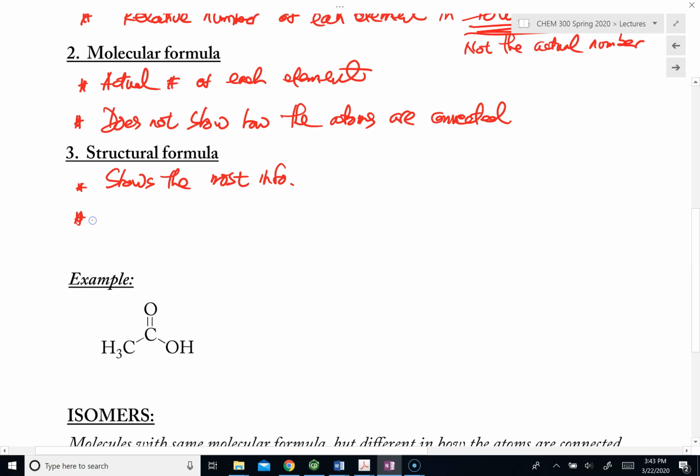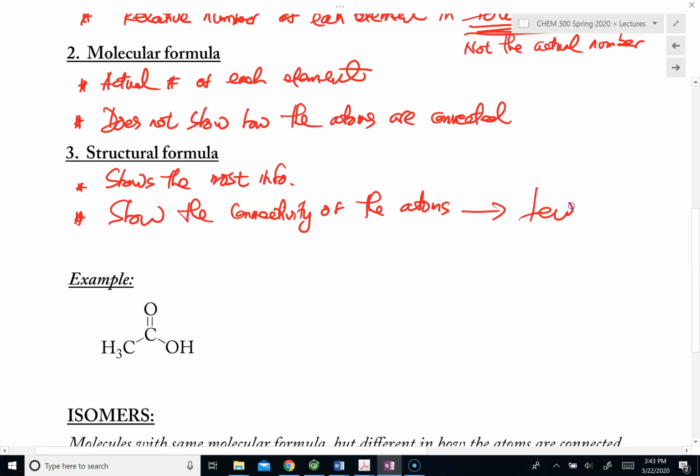And it shows how the atoms are actually connected. Show the connectivity of the atoms. And a lot of times, we refer to these types of chemical formula right here as the Lewis structure. The Lewis structure is a type of structural formula because it shows how the atoms are connected.